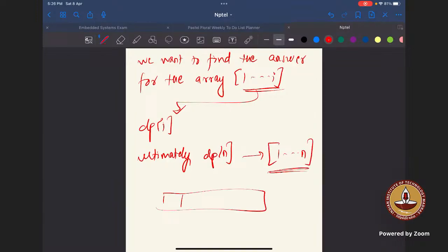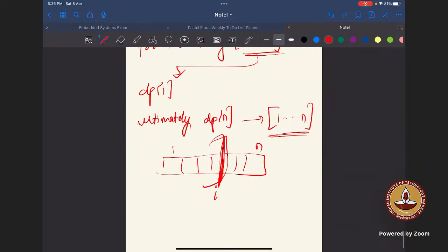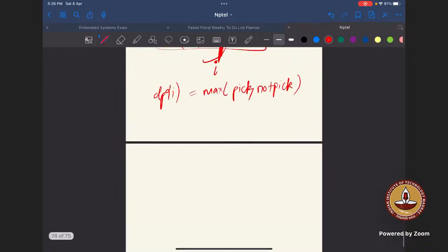So let's say this is 1, this is n, and let's say till here this is the ith index. So dp of I will be nothing but maximum of pick comma not pick. Okay, so what does this pick comma not pick mean? So dp of I will be nothing but maximum of picking the ith element comma not picking the ith element. So maximum of picking the ith element, that means I picked the ith element.